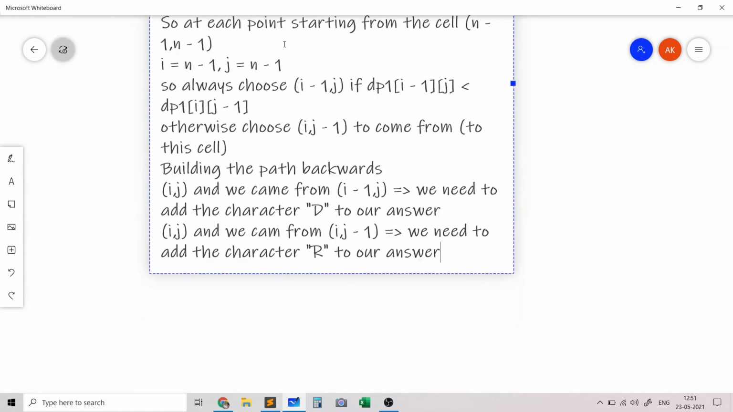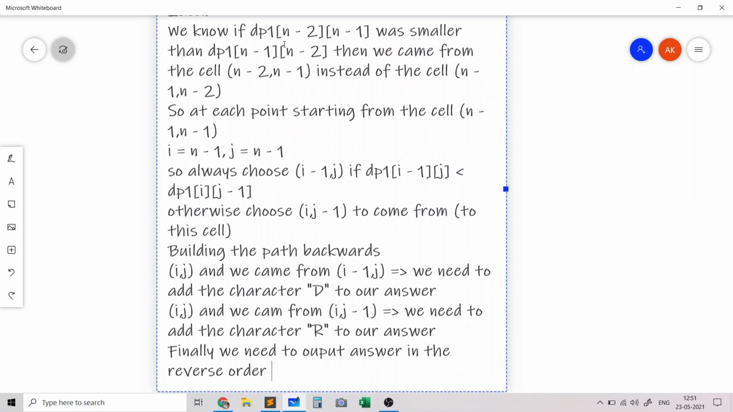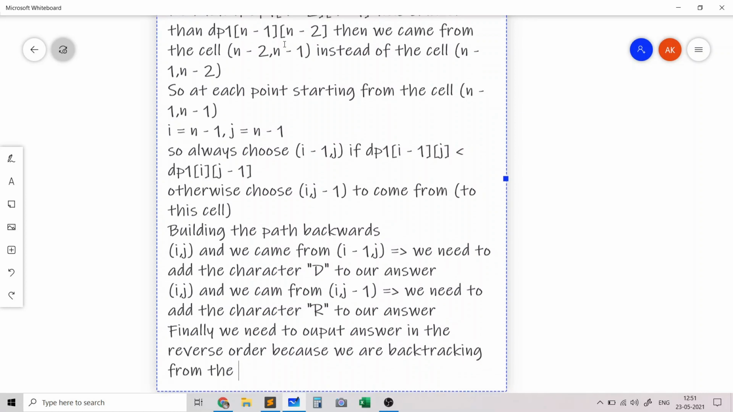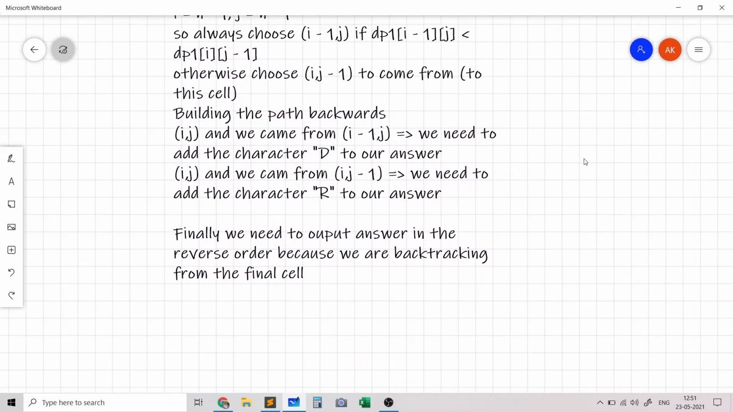So we have a string answer, and finally we need to output answer in the reverse order, because we are backtracking basically from the final cell. And let's just look at the code which illustrates the exact same principle.